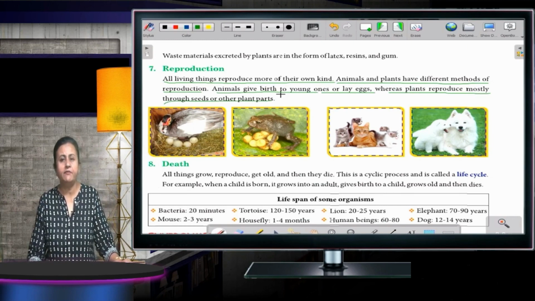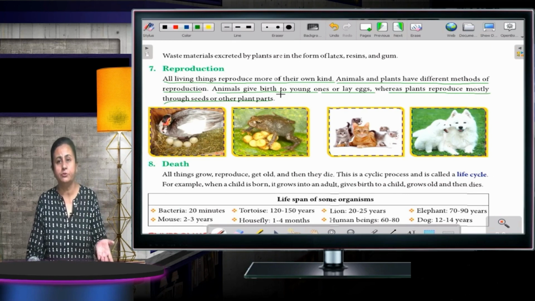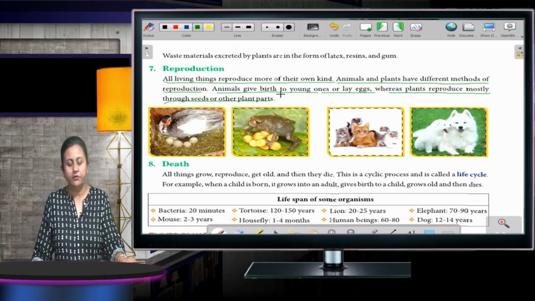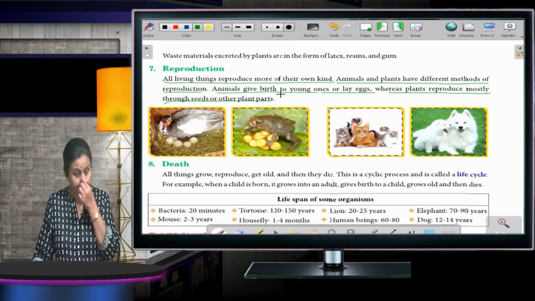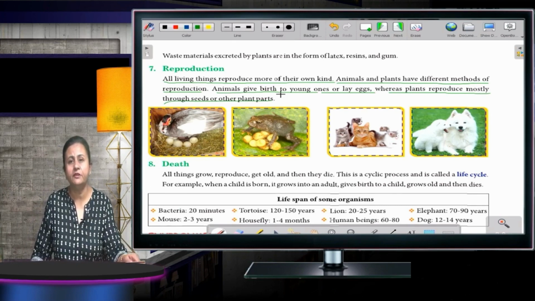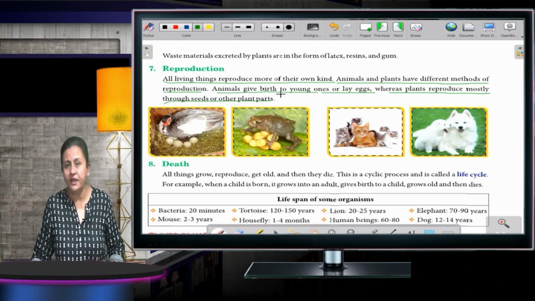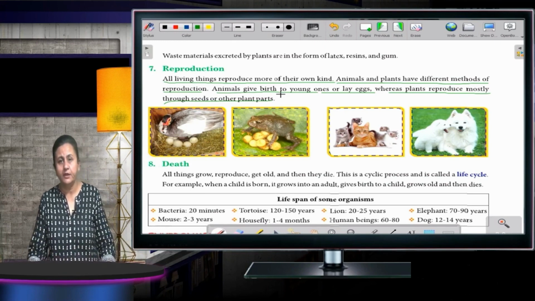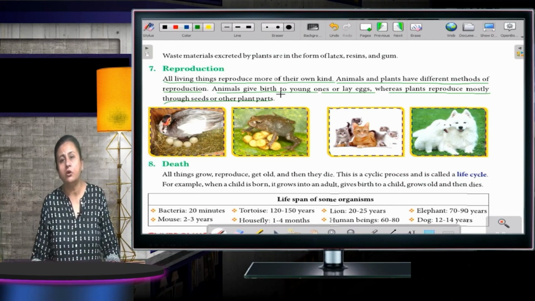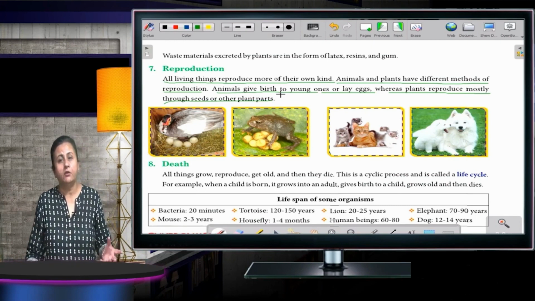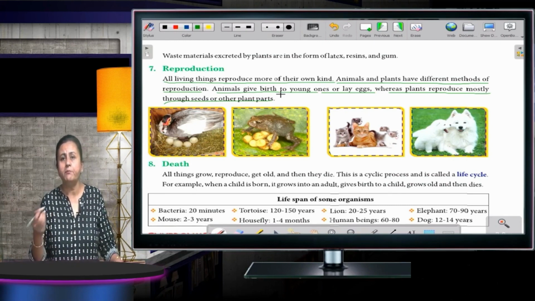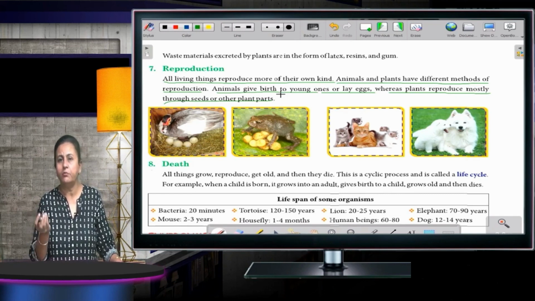Okay, every living organism reproduces. And what is the meaning of reproduce? There are different ways by which a plant reproduces or an animal reproduces. Animals either lay eggs or give birth. On the other hand, if I talk about plants, how do they reproduce? Through different parts of the plant or through seeds.